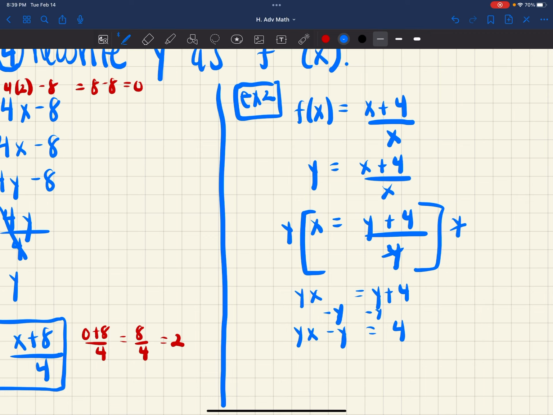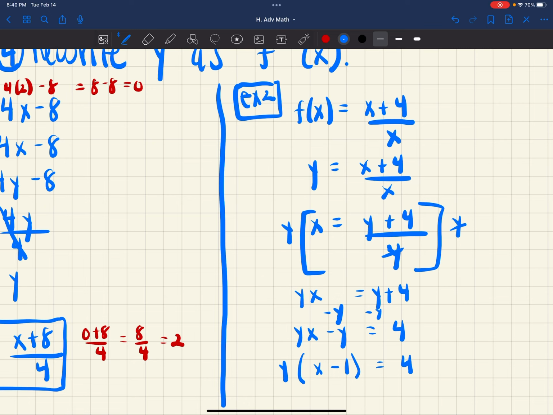All right, and then again, your goal is to solve for y. So I noticed that on the left-hand side, there's a GCF of y that I can factor out, and then you would be left with y times (x minus 1) is equal to 4. Do we all understand what I did there? You take out the variable y because they both share a y, so you can factor that out.